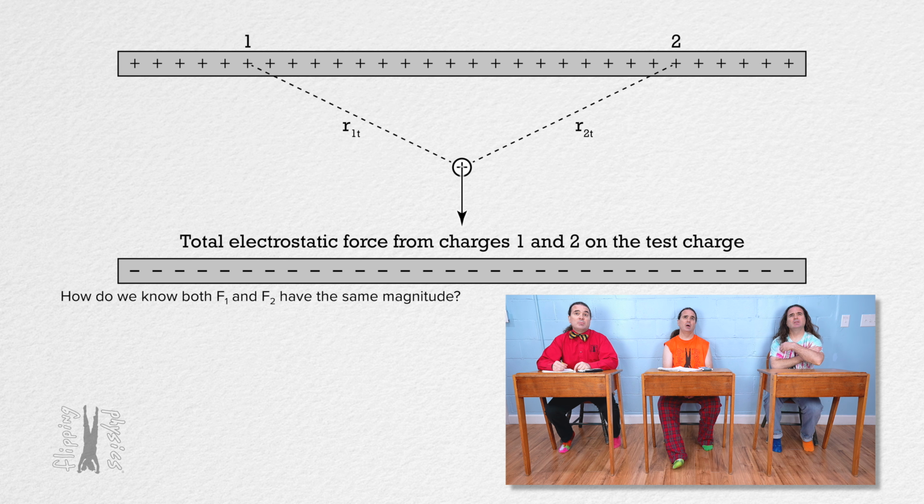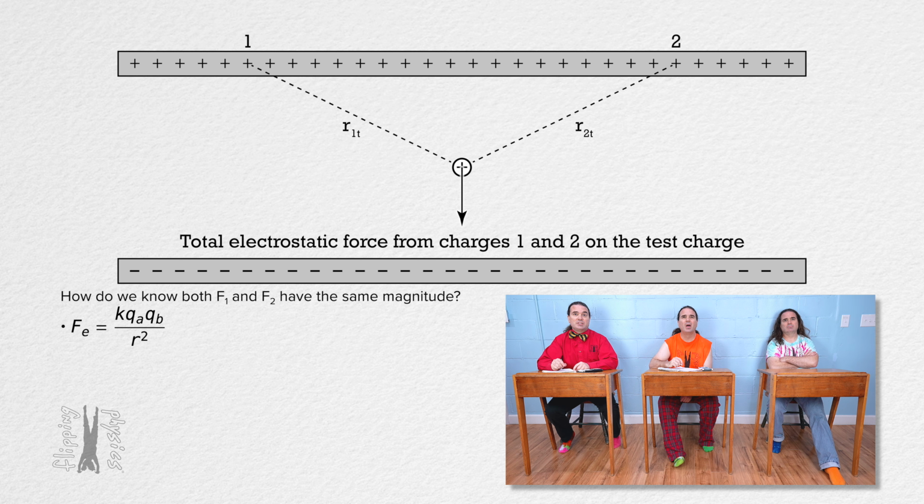We can use Coulomb's law to show that both electrostatic forces are equal in magnitude. Coulomb's law states that the electrostatic force equals the Coulomb constant times charge 1 times charge 2. Actually, let's call them charge A and charge B so we do not get confused with charge 1 and charge 2 on the top plate.